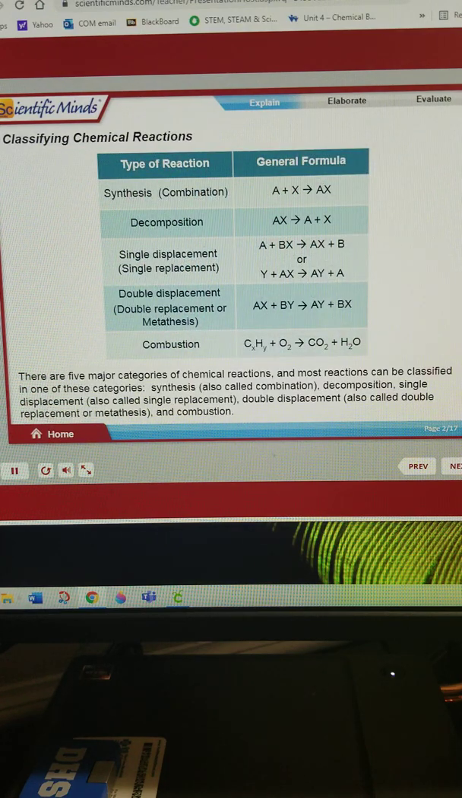There are 5 major categories of chemical reactions, and most reactions can be classified in one of these categories: synthesis, also called combination, decomposition, single displacement, also called single replacement, double displacement, also called double replacement or metathesis, and combustion.